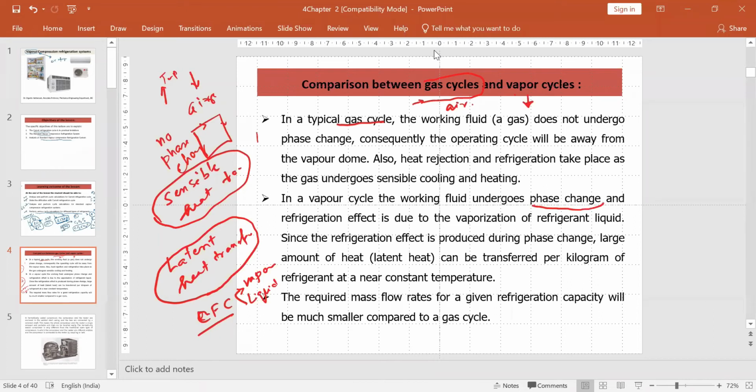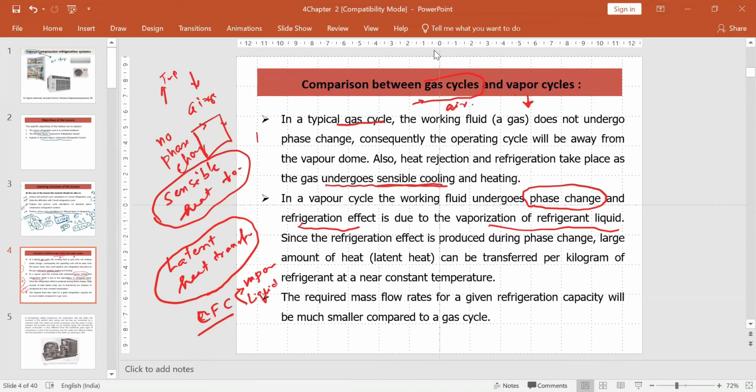You see, this is the most important part, where there is no phase change in the air refrigeration cycle or gas cycle. And the refrigerating effect is due to the vaporization of refrigerant liquid. Here the refrigerating effect is due to the vaporization of refrigerant liquid, that means due to the latent heat transfer. But in case of the air cycle, the gas undergoes only sensible cooling.